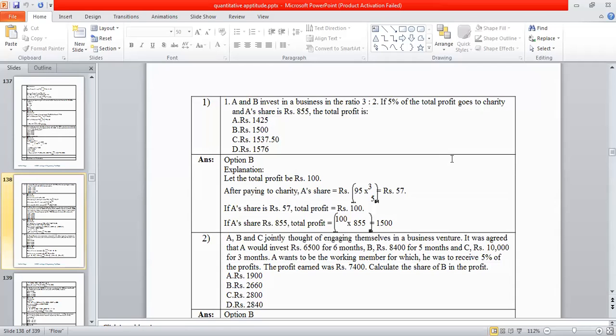Screen दिसते सगळ्यांना? Yes, ma'am. Oh, okay. Look at that first example.